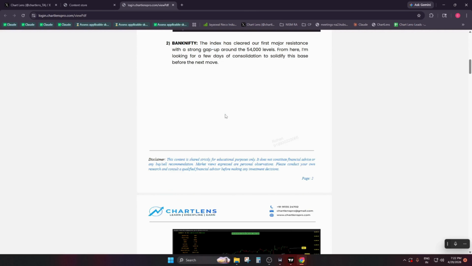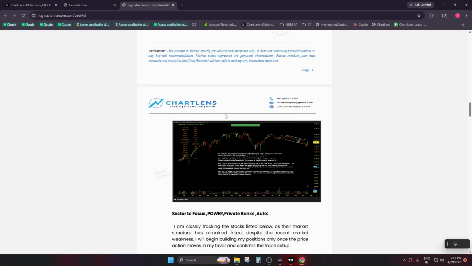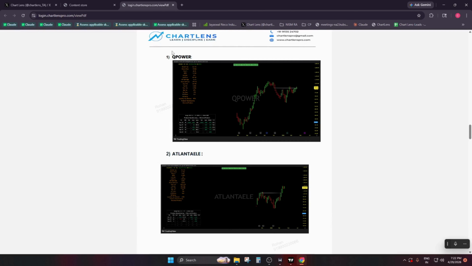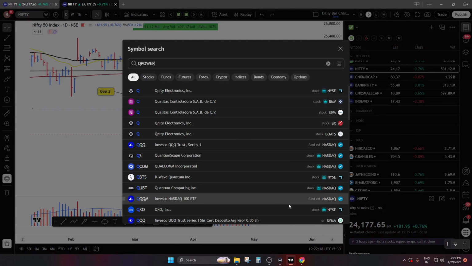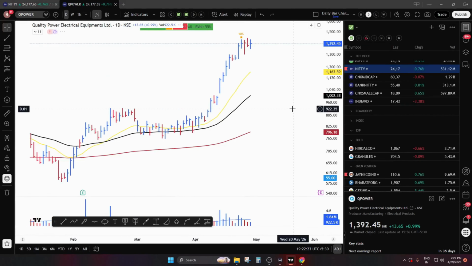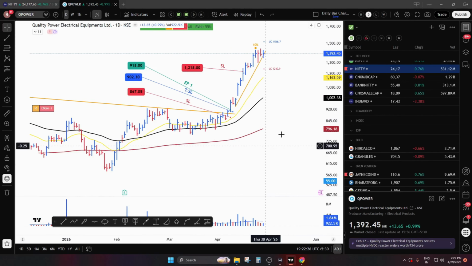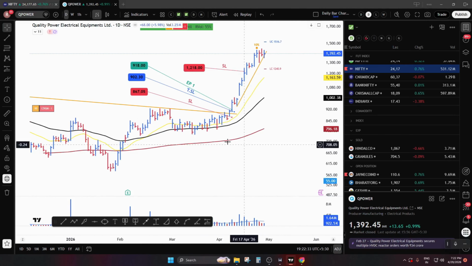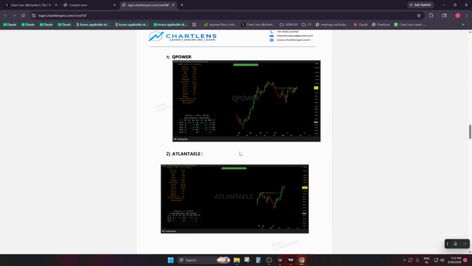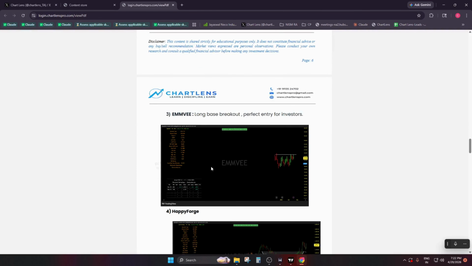If you check here, I clearly mentioned in this letter the sectors: strong sectors are power, private banks, auto. And look at this, I mentioned Quality Power, Atlanta. Now just check where Quality Power is now. This is not hindsight. If you completely trust technicals, you will at least get an idea of which sectors are strong. Atlanta, Quality Power, I clearly told that.